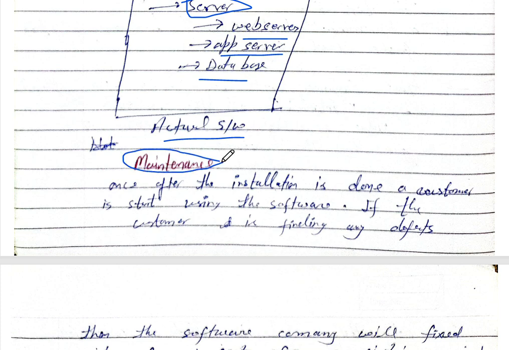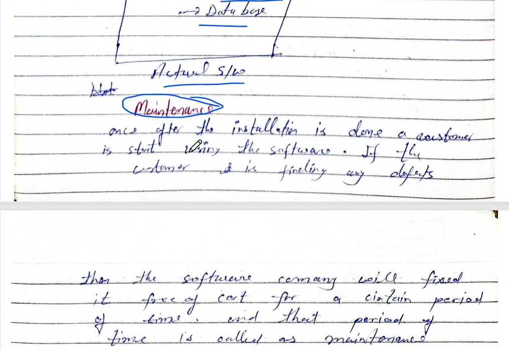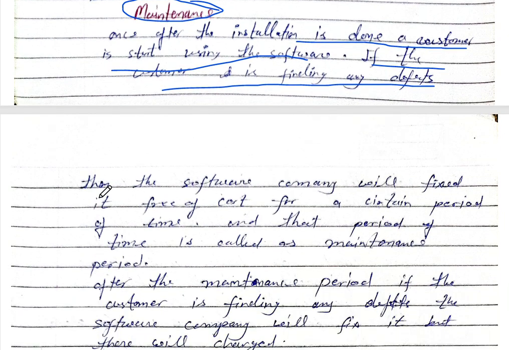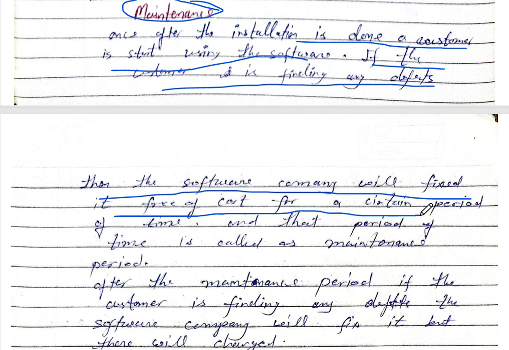So at the end, the last point है maintenance. SDLC का last point है maintenance. यानी कि once after the installation is done, the customer starts using the software. If the customer finds any defect, then the software company will fix the defect free of cost for a certain period of time. That period of time is called the maintenance period.